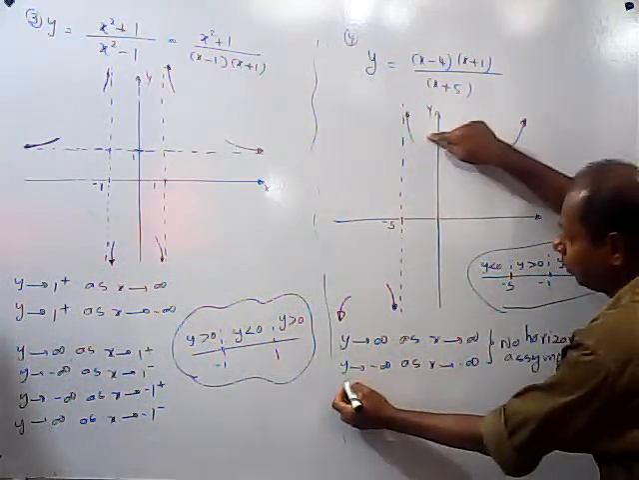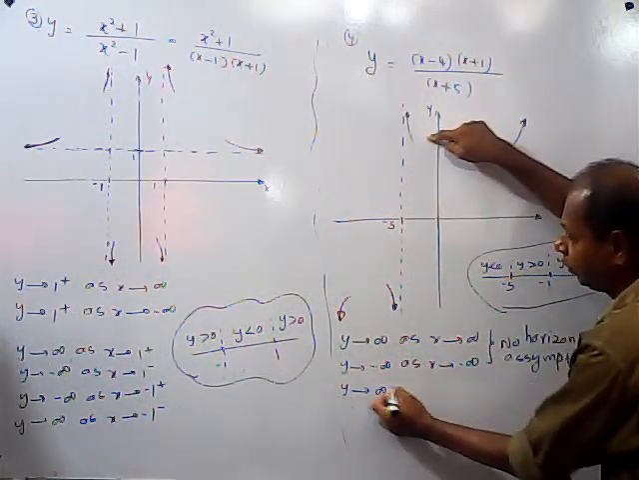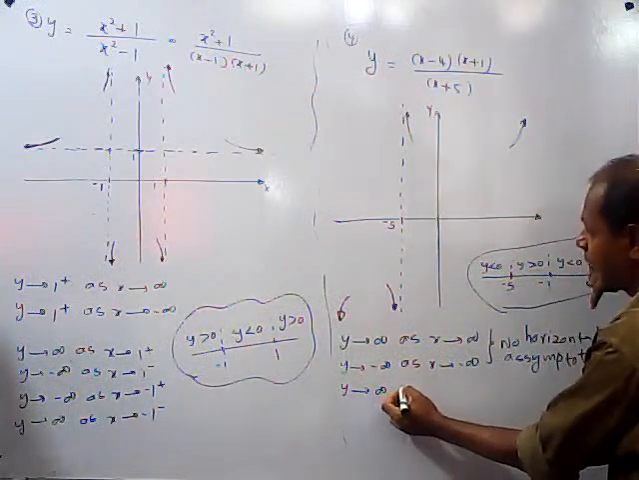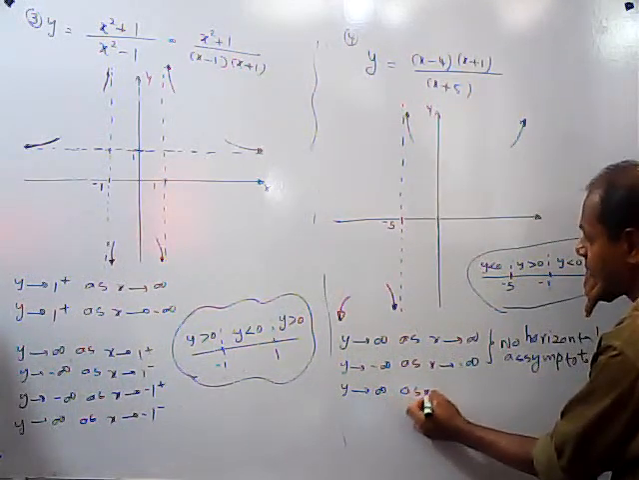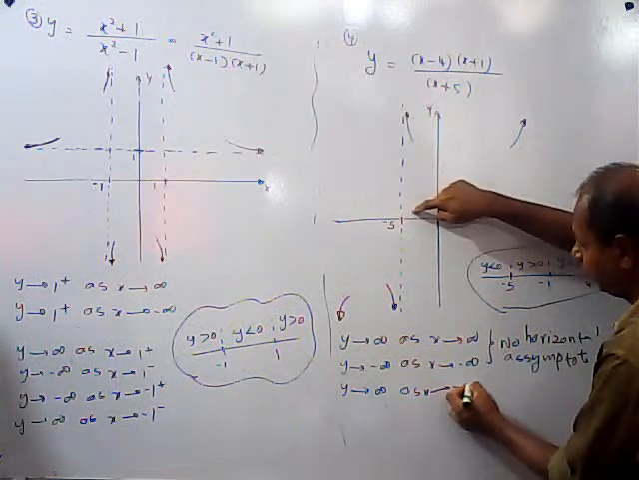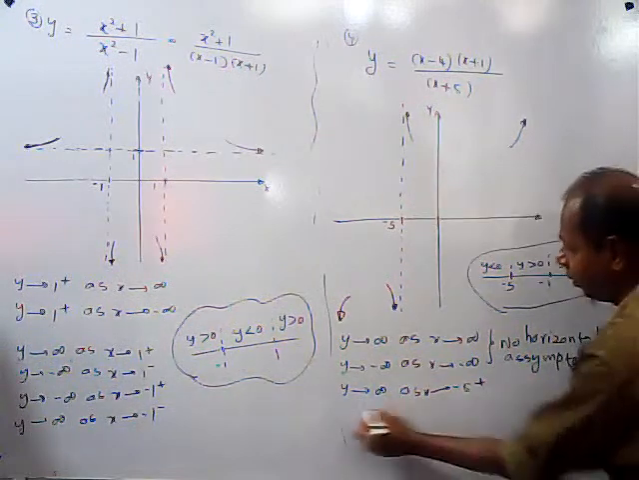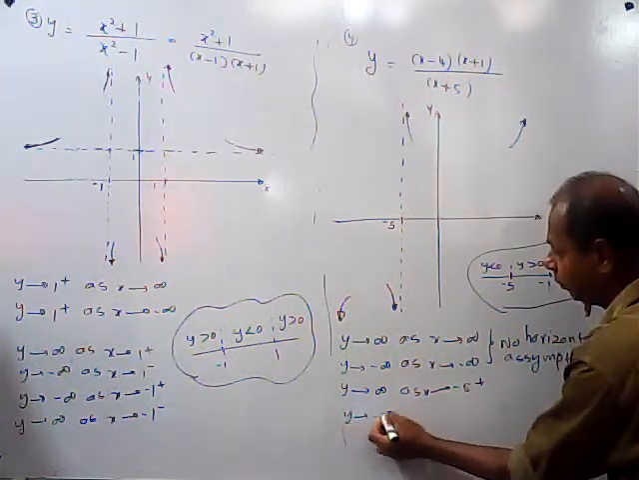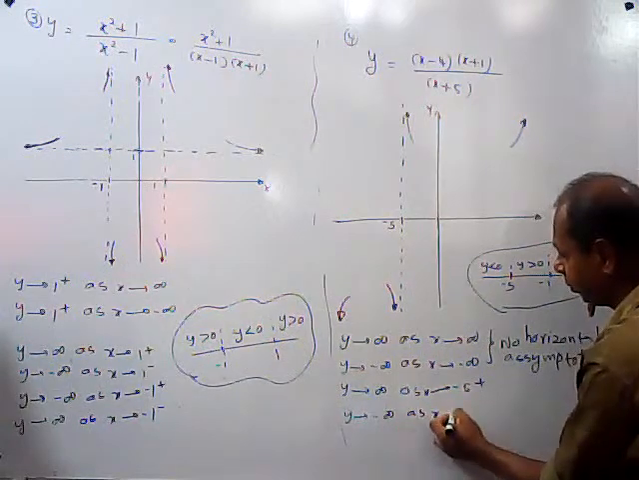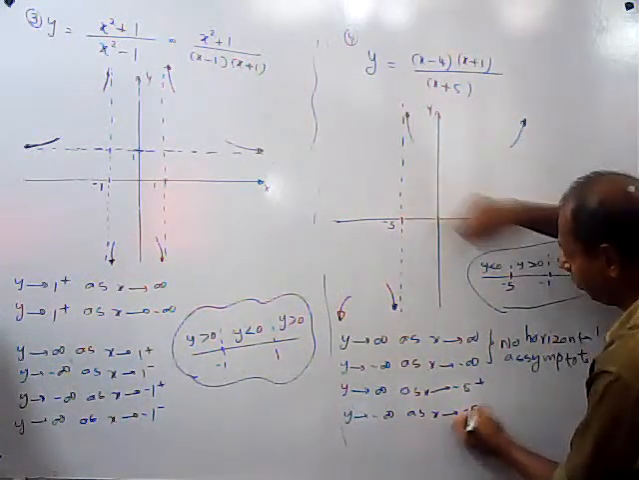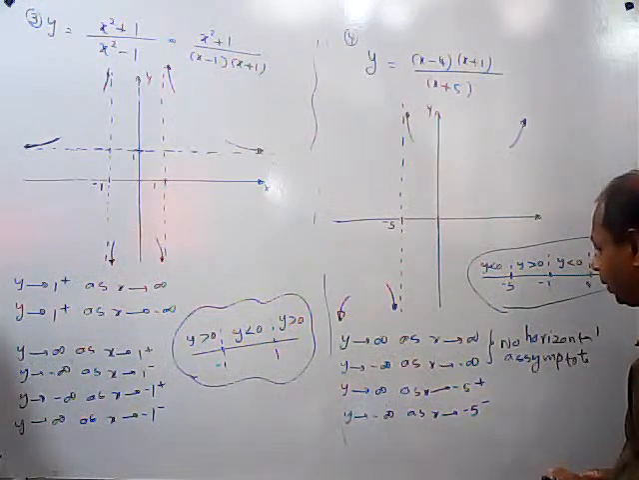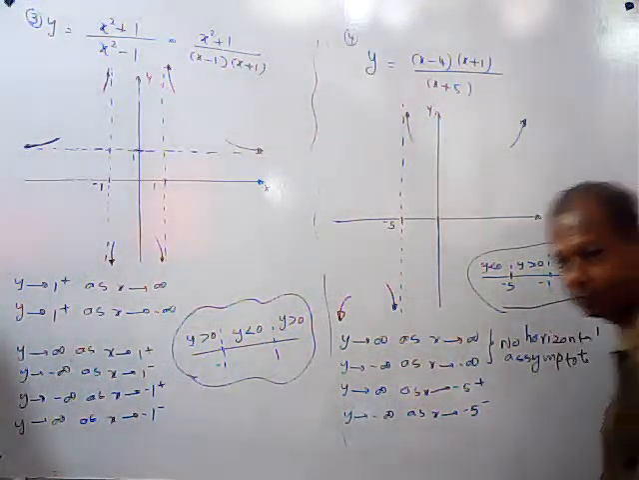So y will go to positive infinity as x goes to minus 5 from the positive side. Y will go to negative infinity as x goes to minus 5 from the negative side. So that's the vertical asymptote.